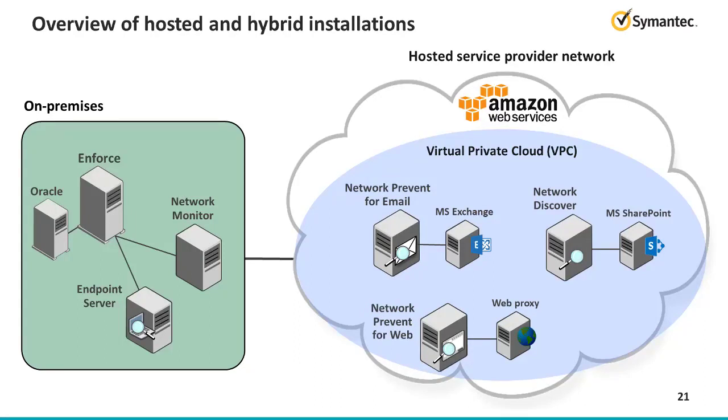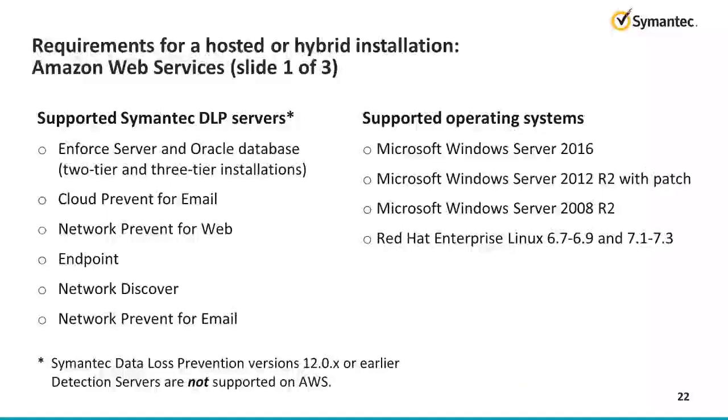This diagram shows an example organization that has decided to implement a hybrid three-tier Symantec DLP environment. They have deployed their Enforce server, Oracle database, and endpoint and network monitor servers on-premise, but have deployed Network Prevent for email, Network Discover, and Network Prevent for web detection servers within Amazon Web Services. When planning for a hosted or hybrid installation, take special note of the requirements and restrictions for the deployment of detection servers in a hosted infrastructure, as well as operating system requirements, as shown here.